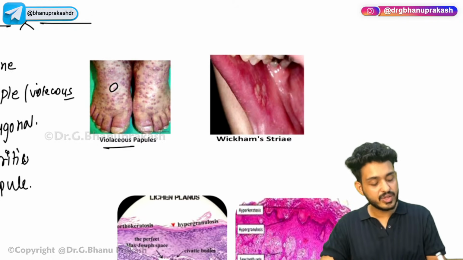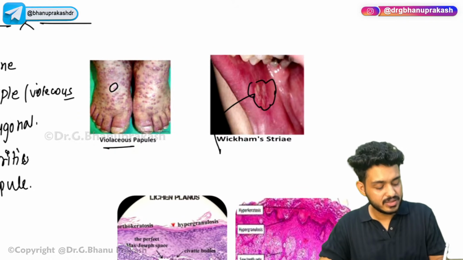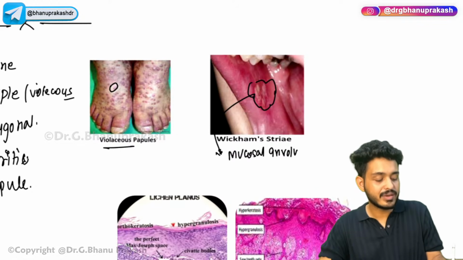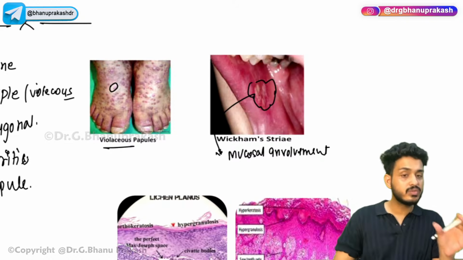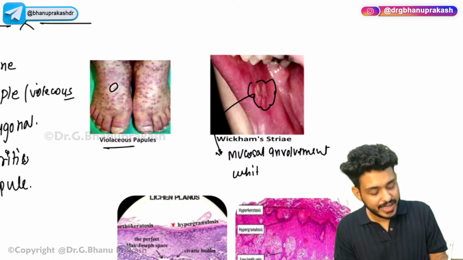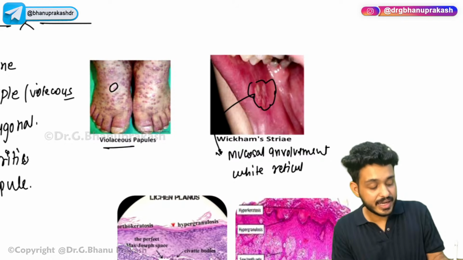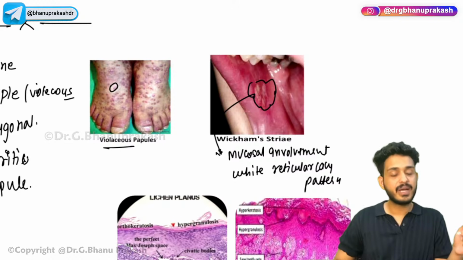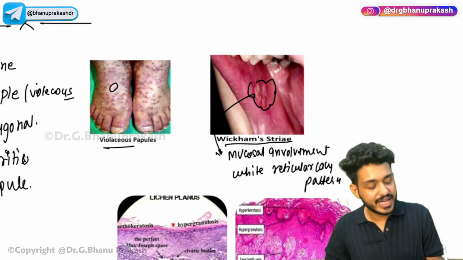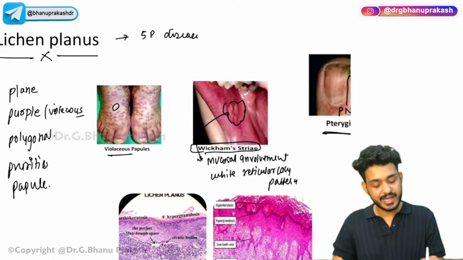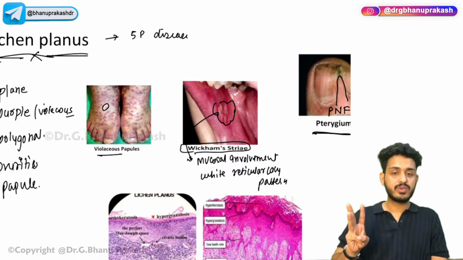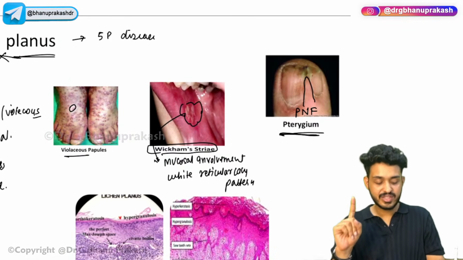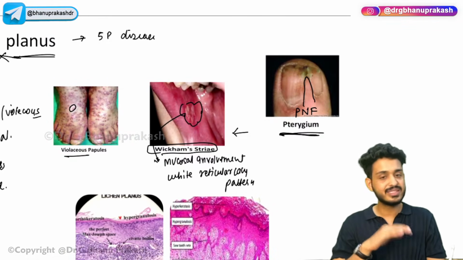Along with that you will be having mucosal involvement. Just look for the mucosal involvement in the question. Just look for the keywords. If they are giving white reticular lacy pattern, the keyword is white reticular lacy pattern. If it is present, that would be your Wickham's striae, which is a feature you will be finding in lichen planus. Three things you have to remember: plain, purple, polygonal, pruritic papules. Second thing, pterygium, and lastly we have Wickham's striae. These are the important points.